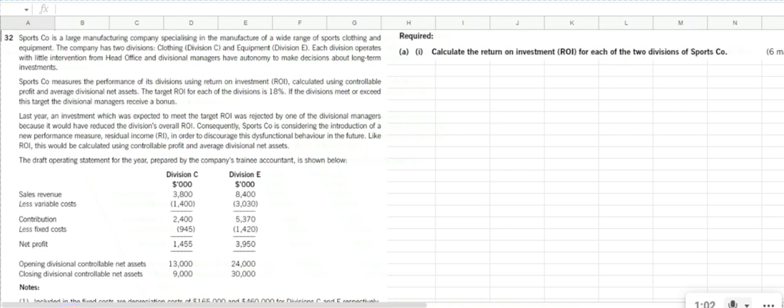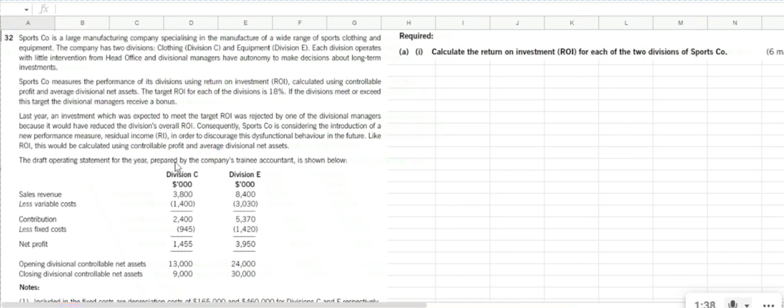The target ROI for each division is 18%. So the target return on investment is 18%. If the divisions meet or exceed this target, the managers receive a bonus. So if it's more than 18%, they receive a bonus. If it's less, they don't. Last year, an investment which was expected to meet the budget was rejected by one of the divisional managers because it would have reduced the division's overall ROI. Consequently, Sportsco is considering introduction of a new performance measure, which is residual income, in order to discourage this dysfunctional behavior in the future. Like ROI, this would be calculated using controllable profit and average divisional net assets.